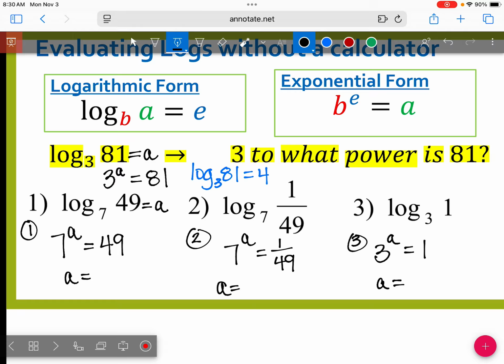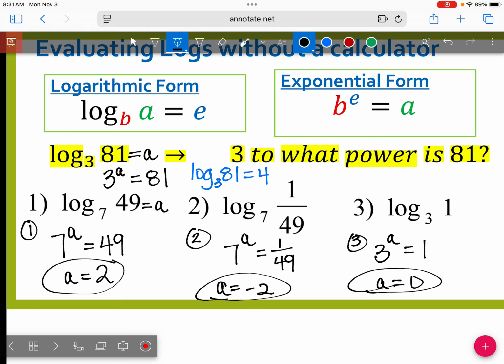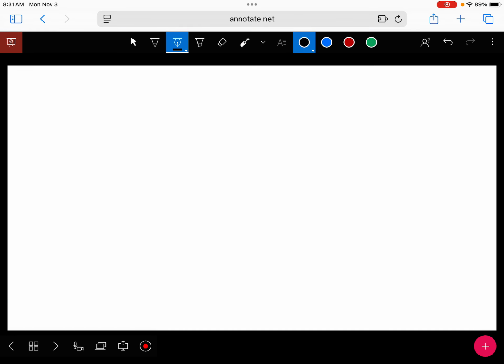All right, so what do we think our answers are? For number 1, what's the exponent that I need to attach to the base of 7 to get 49? 2. Who agrees that it's 2? For number 2, it's 1 over 49, so it's not a positive 2, but a negative 2. Good job. The last one is tricky. What's my exponent? 0. Any base to the power of 0 is 1. Good job.